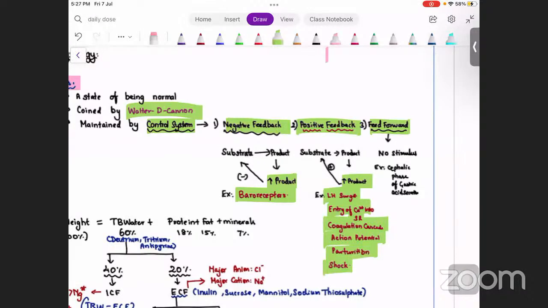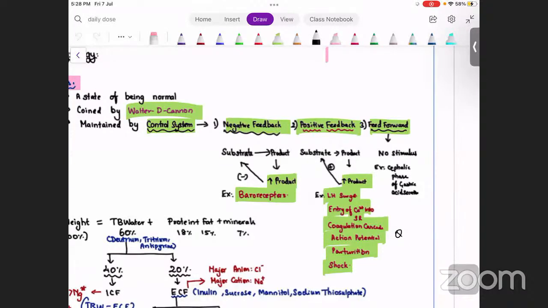One such very, very important question that you may expect in the FMGE, where they want to test you in general physiology. Very rarely they ask a question from general physiology, but if they ask you, this is one of the classical things they may ask. So remembering the examples of positive feedback is very, very important. LH surge, entry of calcium into the sarcoplasmic reticulum, coagulation cascade, action potential, parturition, and shock are the classical examples of your positive feedback system.